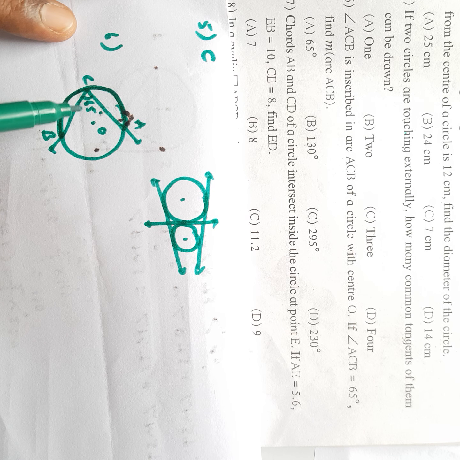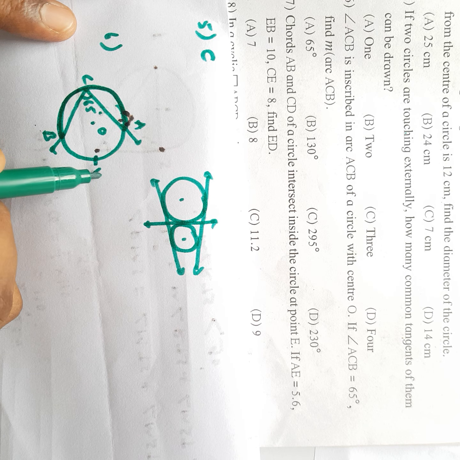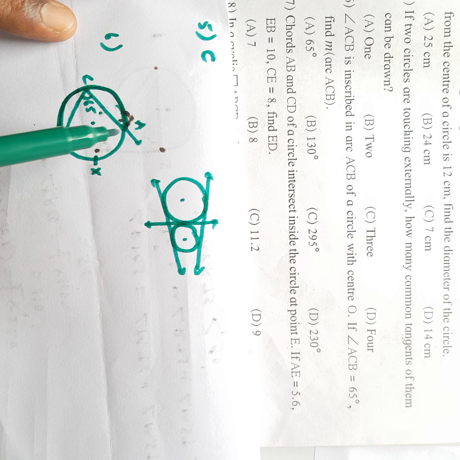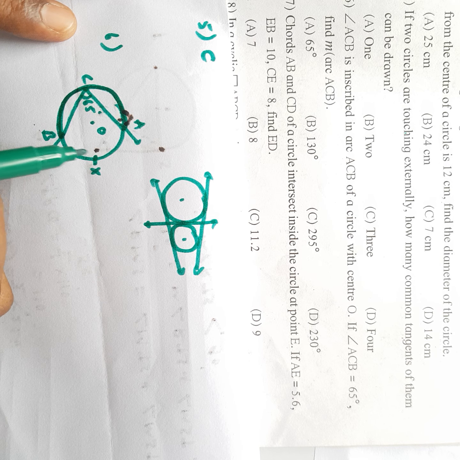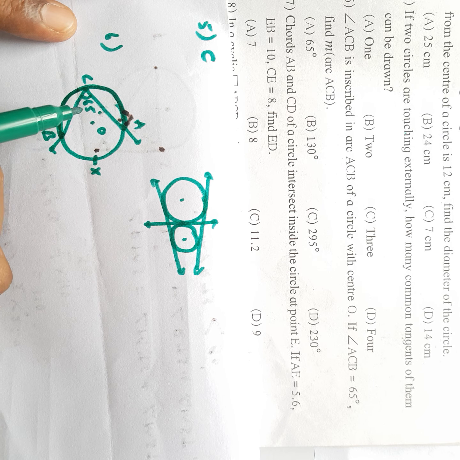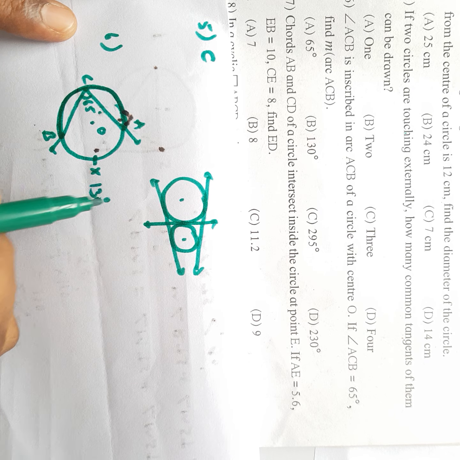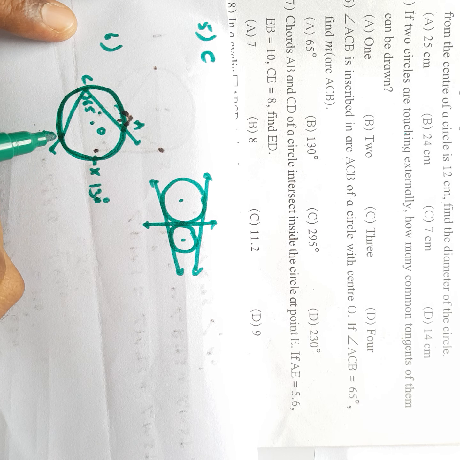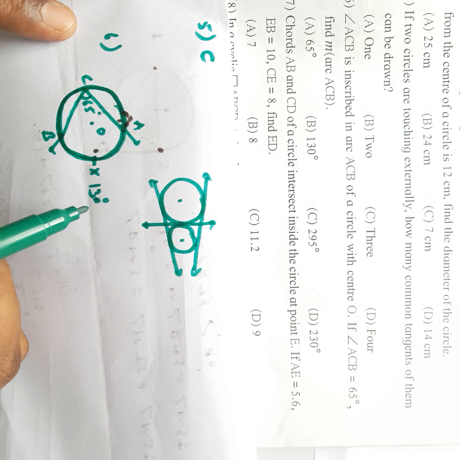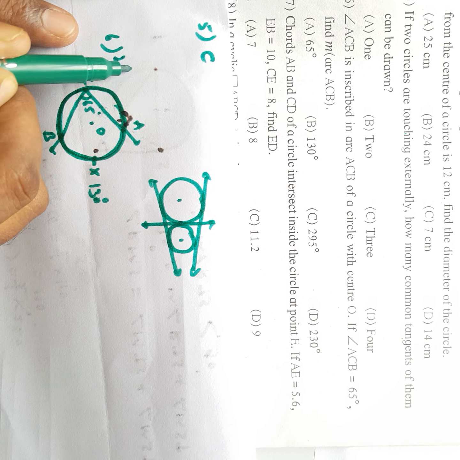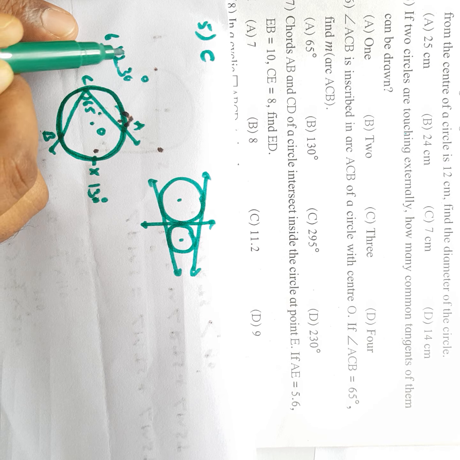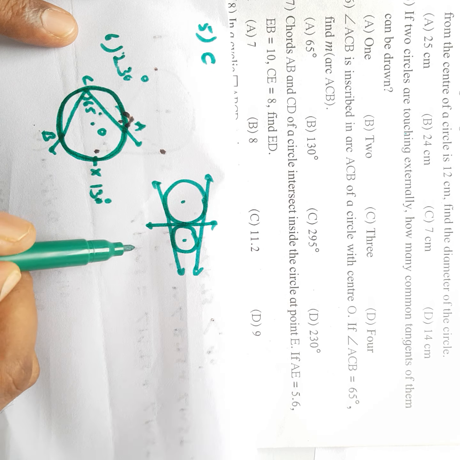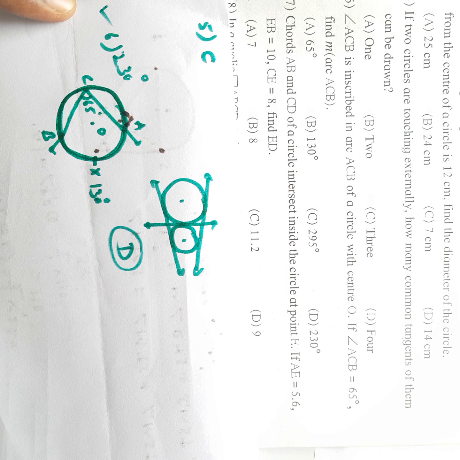By using the inscribed angle theorem, angle ACB intercepts arc AXB. Therefore arc AXB will be twice the angle ACB, that is it will be 130 degree. If this arc AXB is 130 degree, then arc ACB will be 360 minus 130, that is 230 degree. 230 degree means option D will be the correct option for the sixth example.